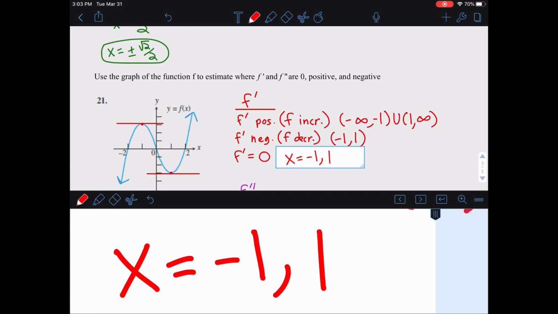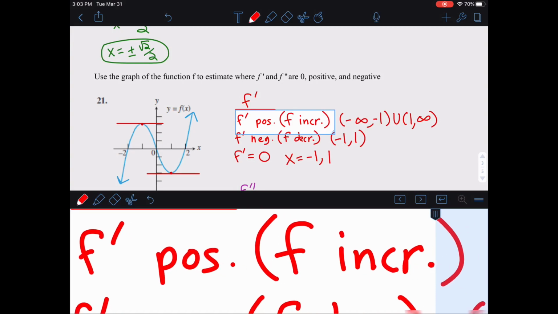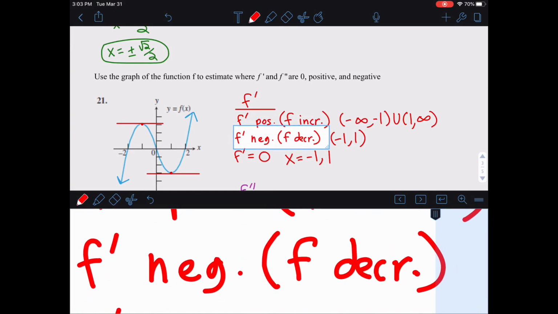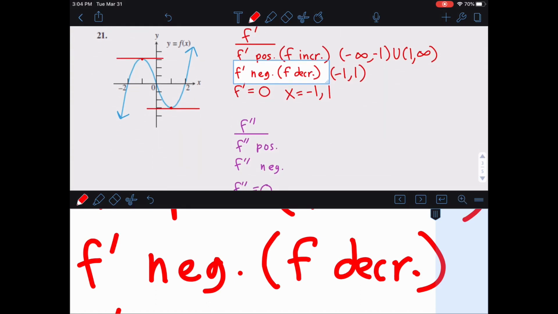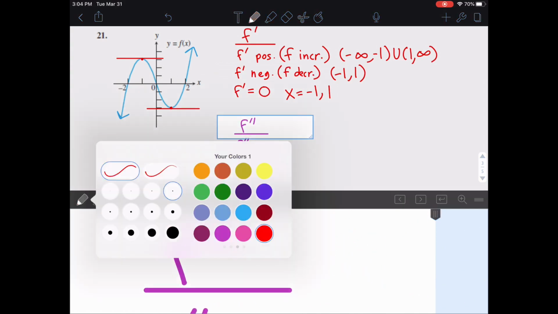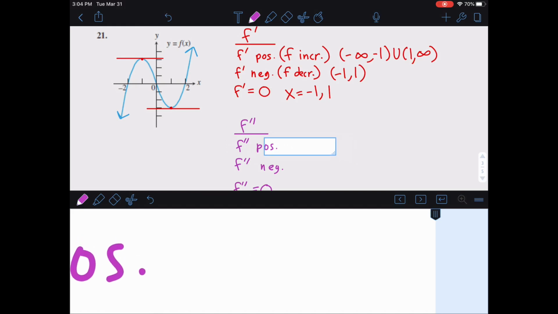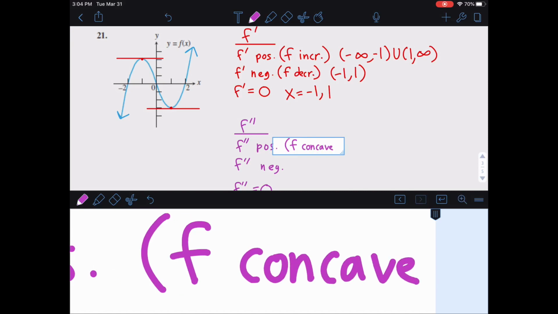Okay, so again, important to remember, if f prime is positive, what does that tell you about the graph of f? If f prime is negative, what does that tell you about the graph of f? Same thing now when it comes to doing the same sort of question, but now we're going to talk about f double prime. So if f double prime is positive, what does that tell us about the graph of f? It tells me that f is going to be concave up on that interval.